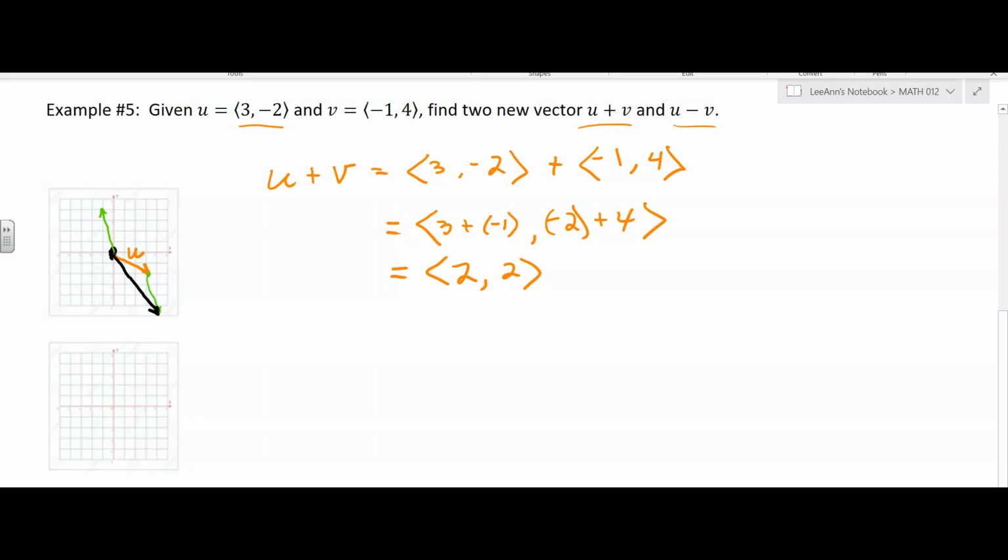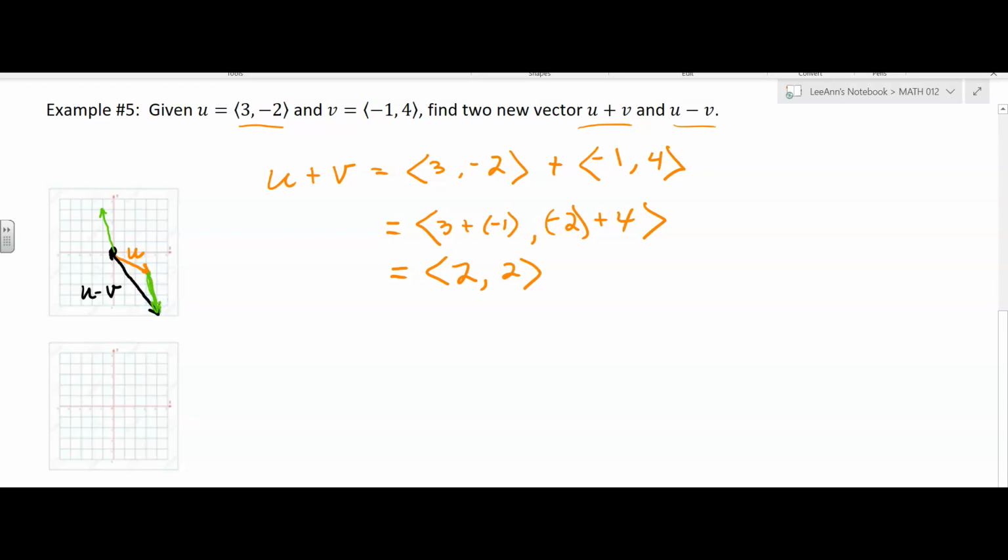And that doesn't look like <2, 2>, does it? Oh, because I flipped it. So I got my diagrams backward. This is going to be U minus V. So I already did the U minus V, and why is that? Because I flipped the green vector over.